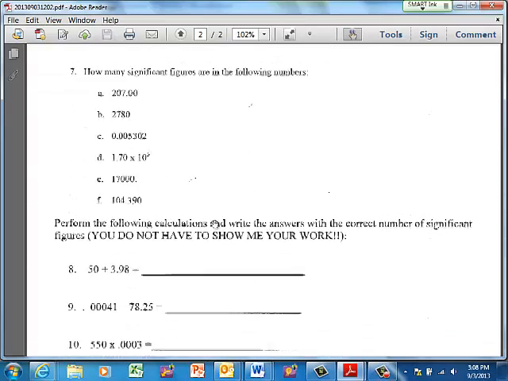And then on the back side, just to show you some numbers here of what we should have gotten, you want to make sure number 7, A would have been 207.00 for the first one, and that would have had 5 significant figures.